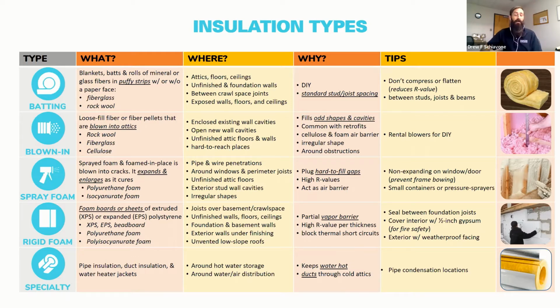And then there's the specialty products. We're not going to talk too much about that today. We've talked about it in previous sessions when we looked at insulation around hot water heaters or piping and air ducts. You can buy specialty products for that as well, but we're primarily going to talk about the other types.